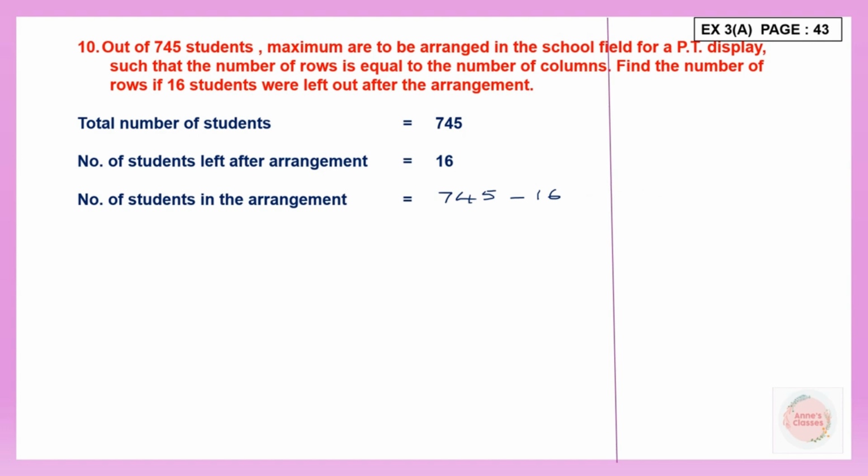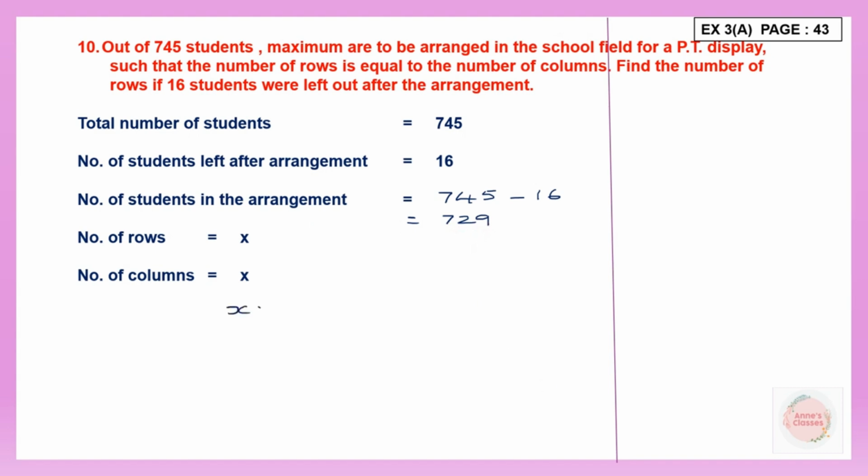We'll write that here. So that is 729 students. Now here it says the number of rows is equal to the number of columns. So let the number of rows be x and the number of columns also be x. That means when you multiply the number of rows by the number of columns, you will get the arrangement, isn't it? And the number of students in the arrangement is 729.